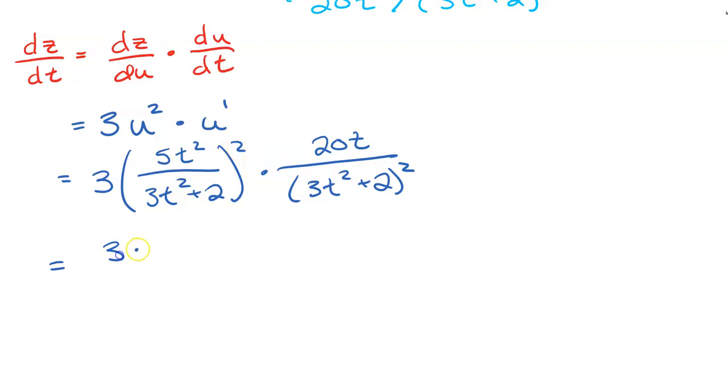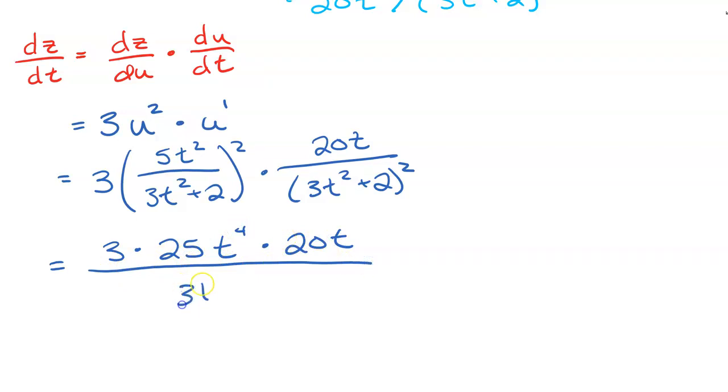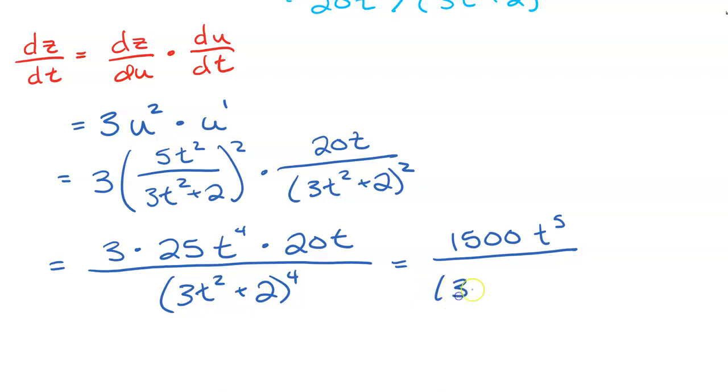So let's see, that'd be 3 times 25t to the 4th times 20t over (3t squared plus 2) to the 4th, and then multiply across. So we would have 3 times 25 times 20, which would be 1500 t to the 5th over that lovely (3t squared plus 2) to the 4th. So do be careful.